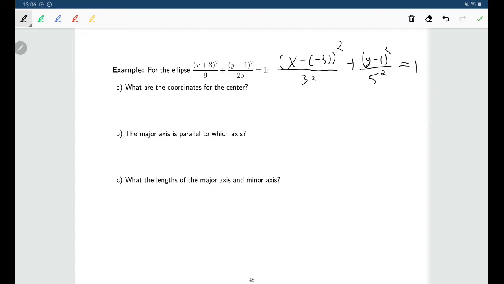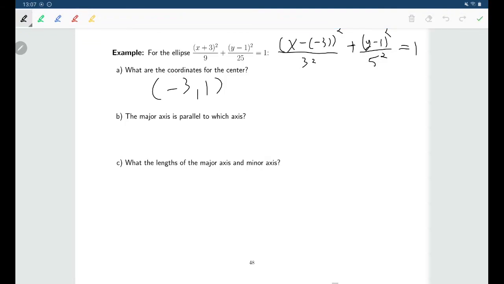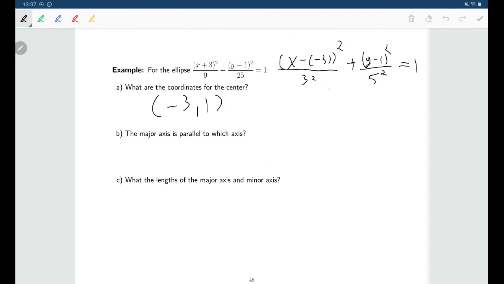Okay, so the reason I've done this is to make a couple of things easier to see. Number one, the center, I can now see, has coordinates of negative 3, 1. There are the coordinates for the center of my ellipse. Now the next part, where is the major axis, where is the minor axis? Remember that we just have to ask ourselves, of the two denominators, which one is the larger one? And that would be the 5 squared. And we can see that that's in the term with the y's.